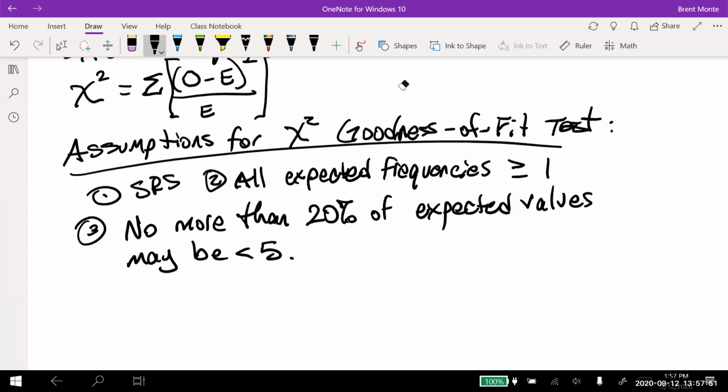All right, so those are the 3. Simple random sample like always. We have to have at least an expected frequency of 1 for all the categories. And even if we have one that's less than 5, that's okay, but we can't have more than 20% less than 5. Okay, so let's go back and we'll verify on this problem whether or not that's the case.